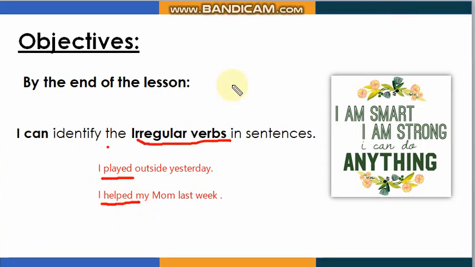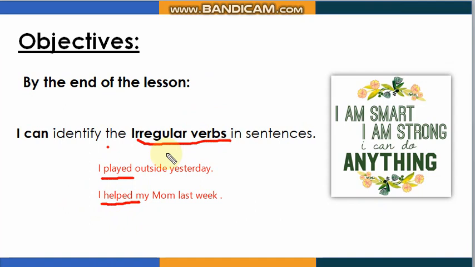So everyone, as you can see, it's crystal clear that every time we talk about something that happened in the past, we need to add ed to the verb, right? And we call these verbs regular verbs because we put ed, which is very easy for you to recognize. But today we're going to learn about irregular verbs. They don't have an exact pattern. You need to memorize the pattern, okay?